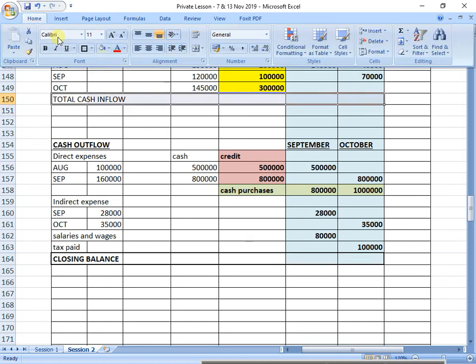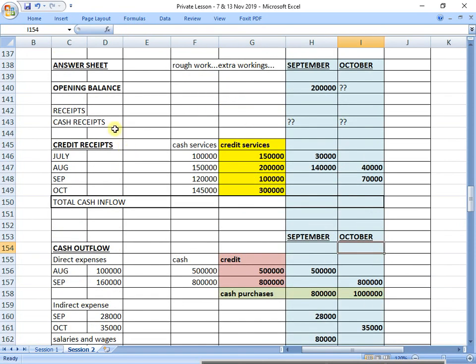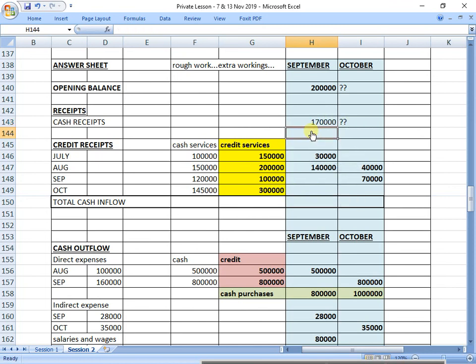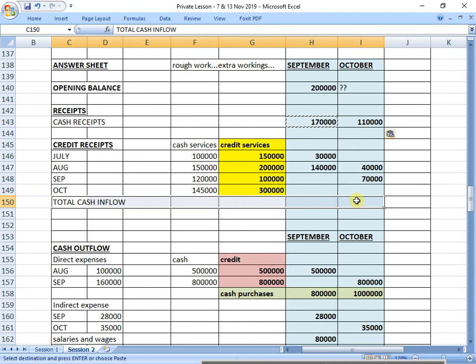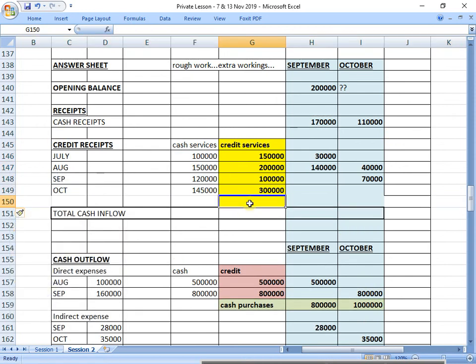Okay, and then just totals there. Cash flow. I need to move this up. I wrote it on the wrong line there. Let's go up to the top. Opening balance, you had that. Receipts, that's the heading. Cash receipts, that's easy. Sum up. Add up all of that. Add up all of that. Got that. So total cash flow. There was cash, so we need to add the cash. We need to add a line here. Cash services.